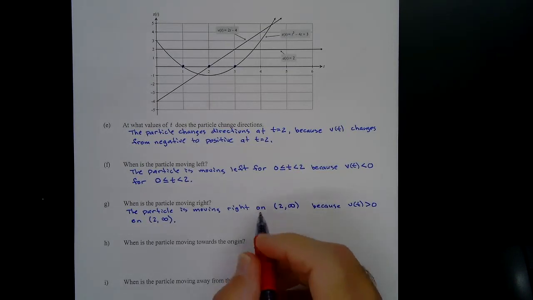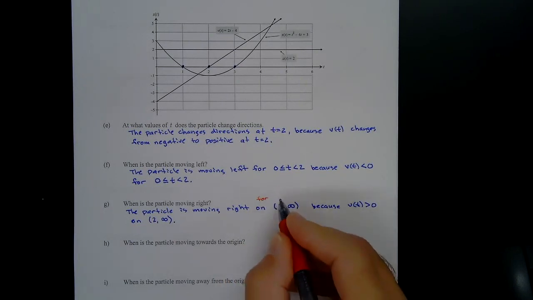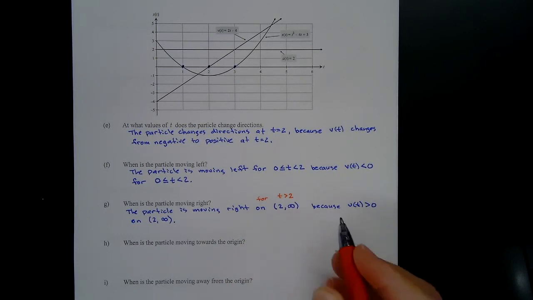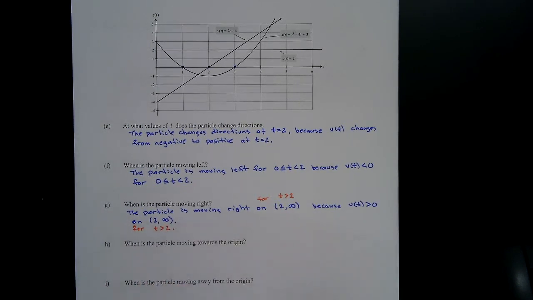So you could replace this on with 4, and then we would say t is greater than 2 because v of t is greater than 0, and we would say 4 t is greater than 2. So in the red, you'd replace the on with the interval, and the on the interval with those two, and you'd have it right.